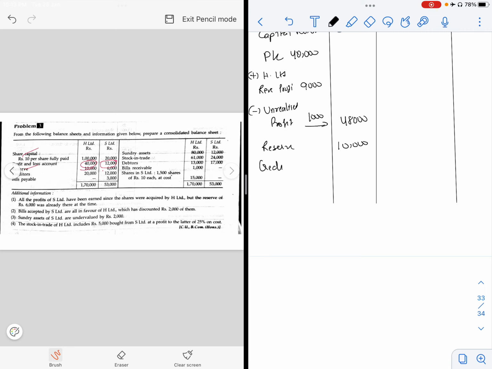Next, creditors. Creditors are added together. Next, bills payable: 3,000. Then number two, bills accepted by S Limited are all in favor of H Limited, which has discounted 2,000 of them, so 2,000 is deducted; this is the internal debt of 1,000. Last, minority interest is 10,000.